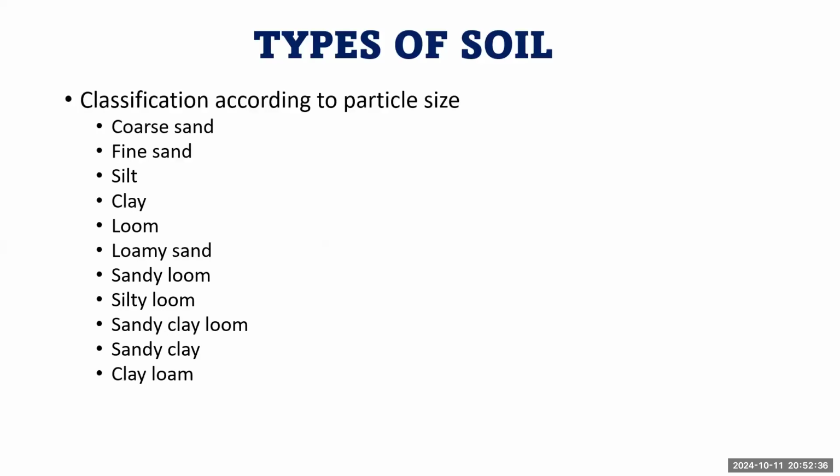So you are familiar with all these types. This is a classification based on particle size: coarse sand, fine sand, silt, clay, loam, loamy sand, sandy loam, silty loam, sandy clay loam, sandy clay, clay loam, silty clay loam, and silty clay. So you have studied this particular point in geotechnical engineering.